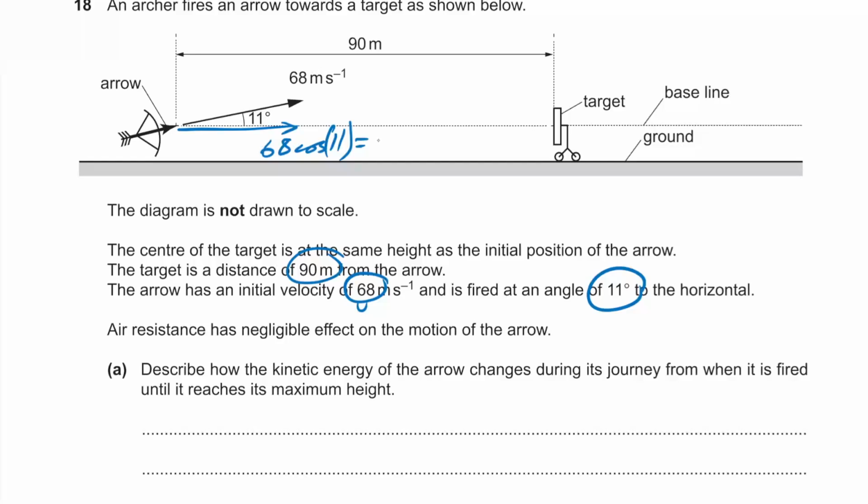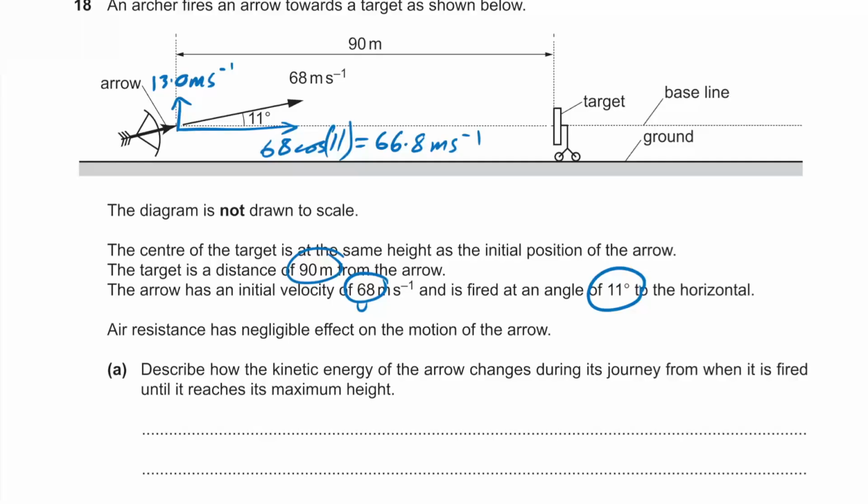And that gives us 60. Let's go to 3 sig figs. So 66.8. Very similar because it's such a shallow angle, isn't it? Of course, we're going to have to find the vertical U as well, and that is 12 point... Do you know what? That's 13.0 actually.